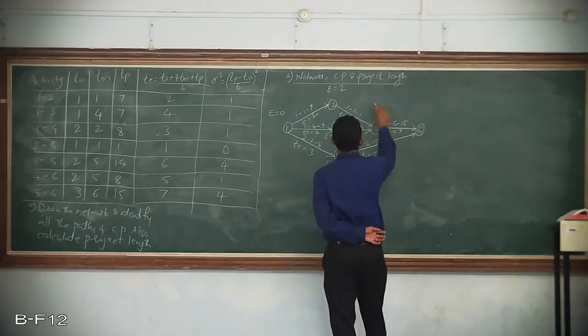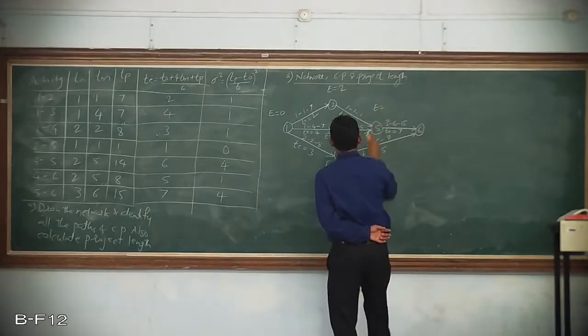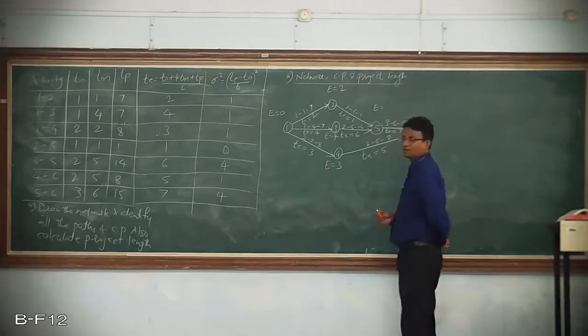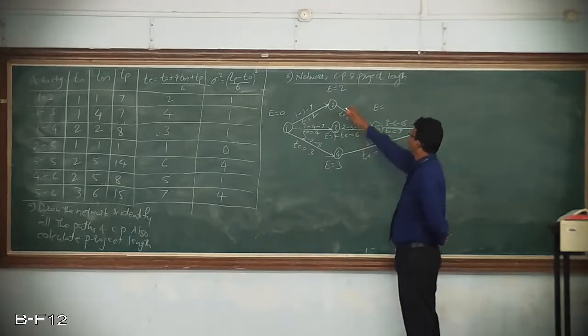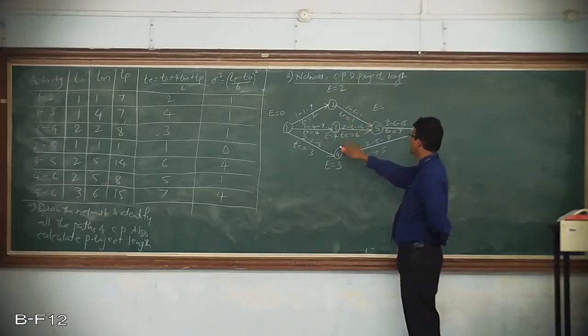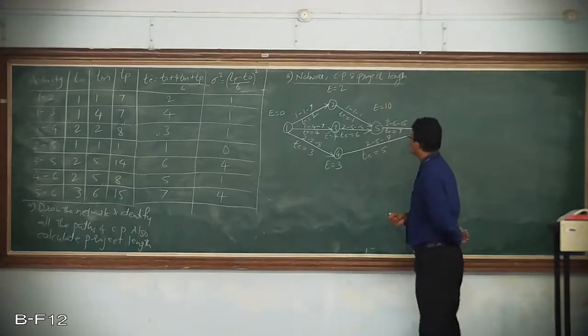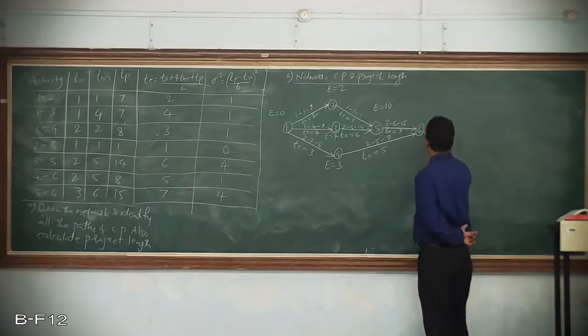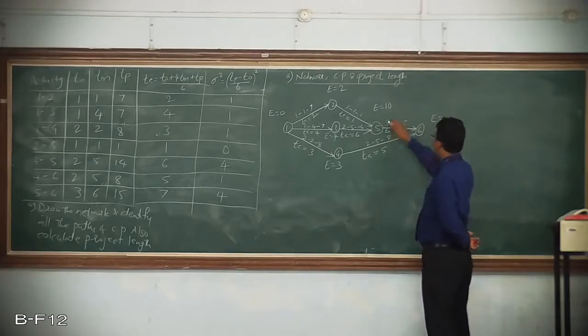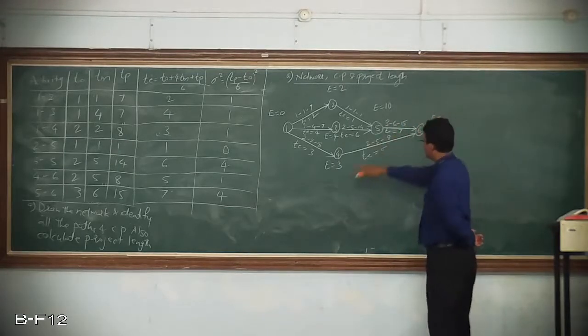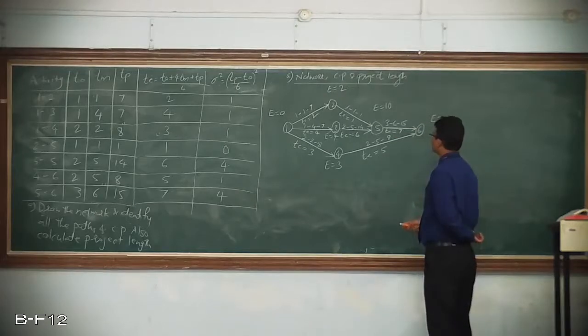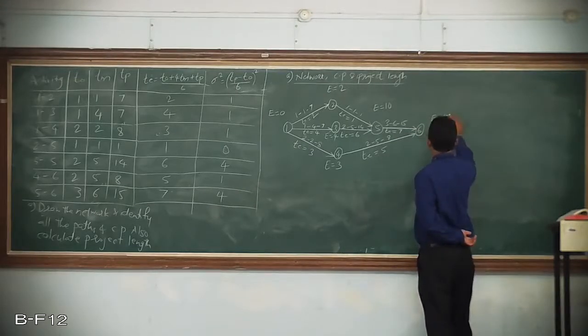Then here, there are two arrows converging at event 5. So how much? 2 plus 1 is 3 and 4 plus 6 is 10. So E should be the maximum of those two, that is E is equals to 10. And here E is equals to 10 plus 7 and 3 plus 5, which is maximum 17.